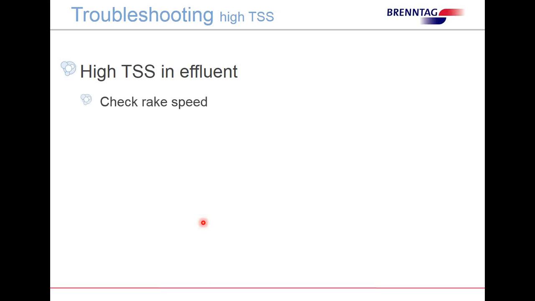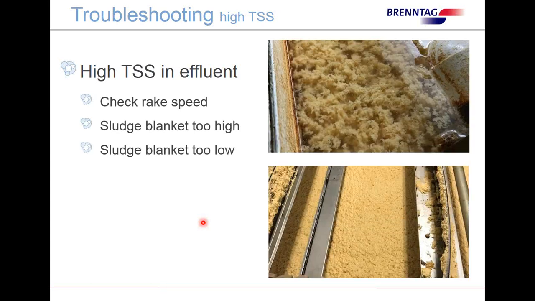Always check the rake speed. Make sure your sludge blanket isn't too high or too low. And this is a perfect example of what a sludge blanket should look like. Have some nice craters here that the water can drain out of very nicely. I'm going to get into this picture a little later, but this is not a very good sludge blanket, not a good look at all. But we want to make sure that we control and have a good sludge blanket, good drainage, not too much polymer, and this is an excellent look of what a sludge blanket should look like.